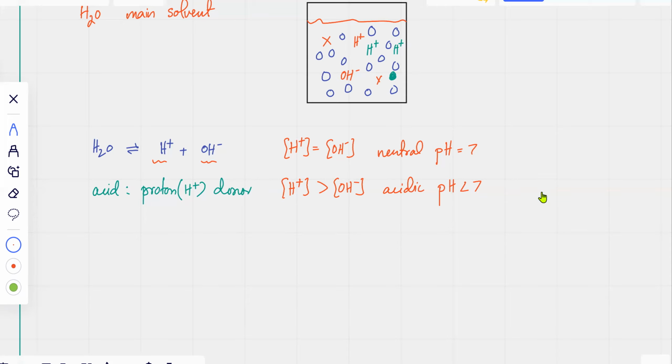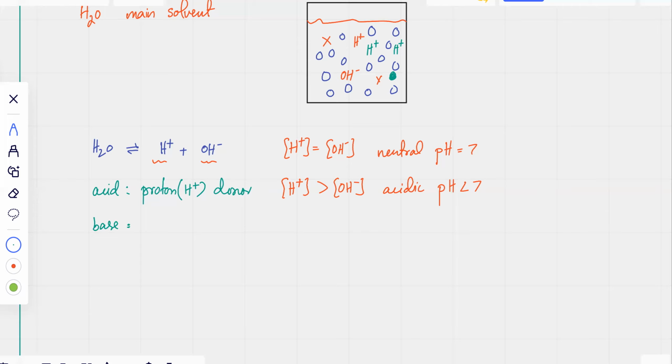What a base does is the opposite. Sir, what causes a water molecule to dissociate? Do we need to provide energy for it? I'm going to talk about that. Okay, just a second, I'll talk about it.